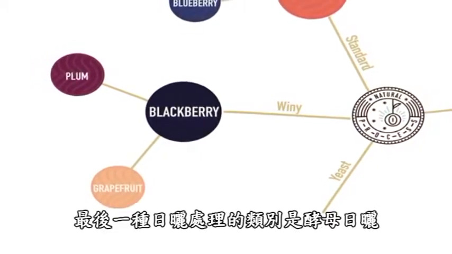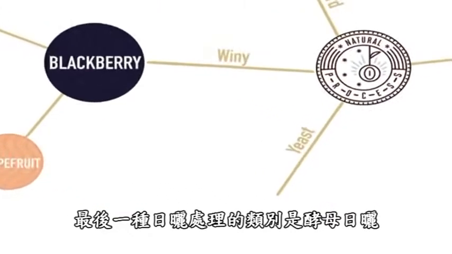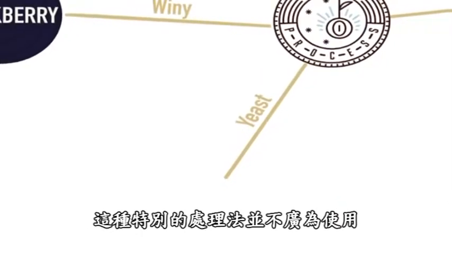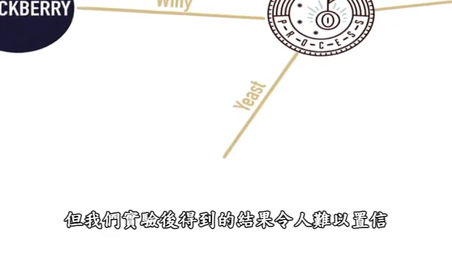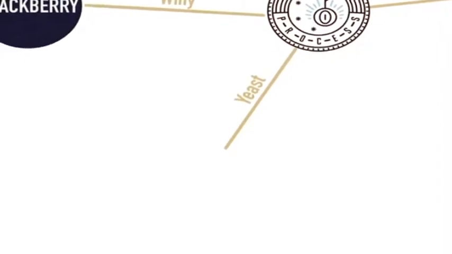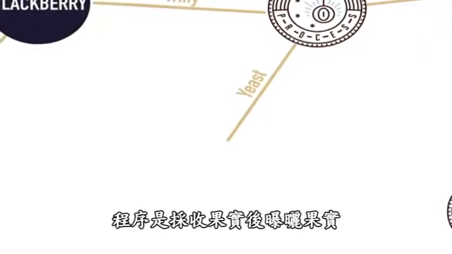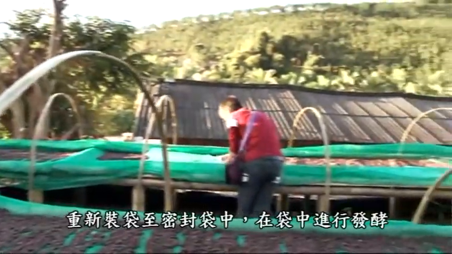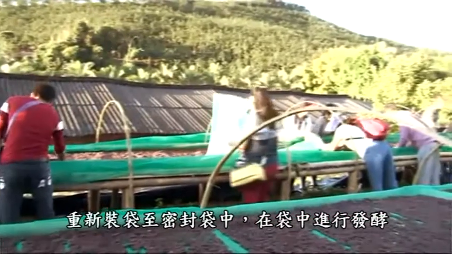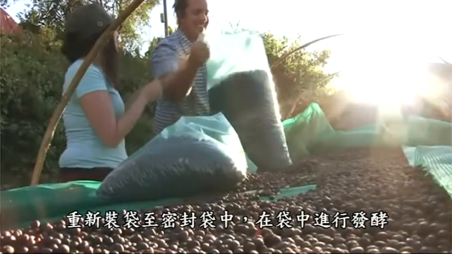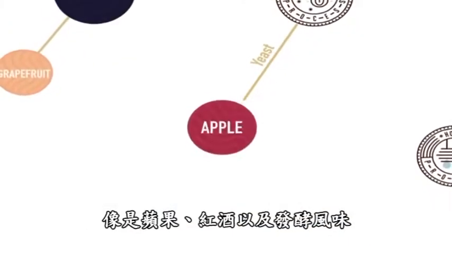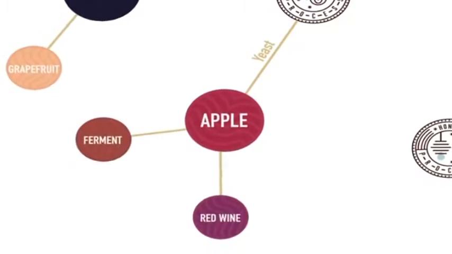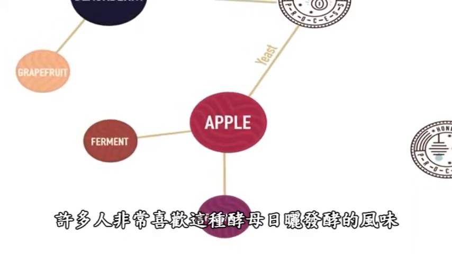The last natural process option we'll look at is yeast fermented. This is an extremely unique processing method that is not widely used, but we experimented some with, and it was incredible the results we got. Basically, you harvest the cherries, you dry them in the fruit, but when the cherries are about half dry, you stop the drying process by rebagging them in airtight bags, and you allow them to yeast ferment. With these coffees, we got amazing flavor characteristics like apple, red wine, and ferment. A lot of people really love these yeast fermented naturals.